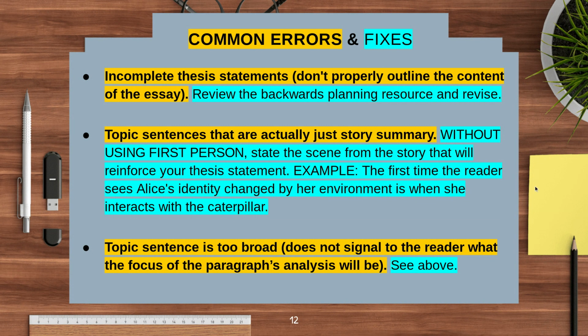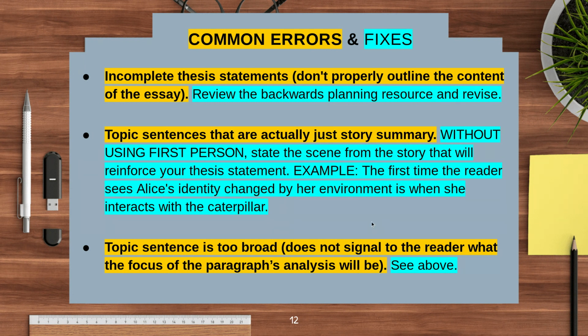Topic sentences that are actually just story summary. Without using first person, you should basically just state the scene from the story that will reinforce your thesis statement. So instead of, "I will use the scene where Nora talks to Helmer about blah, blah, blah," just say, "The scene where Nora talks to Helmer about blah, blah, blah shows," and then reiterate what it is that you're trying to show from your thesis. For example, the first time the reader sees Alice's identity changed by her environment is when she interacts with the caterpillar, from Alice in Wonderland.